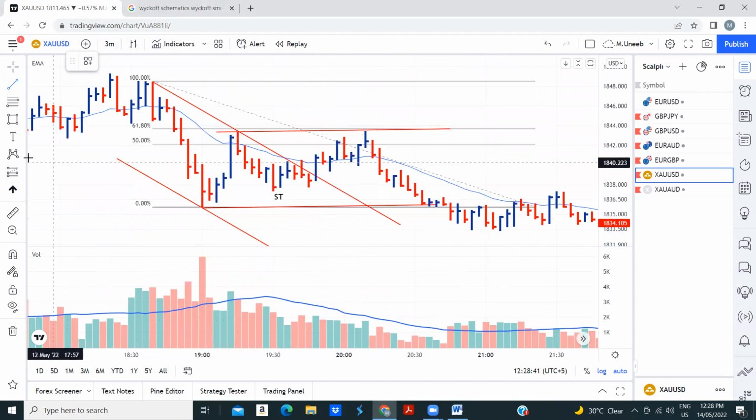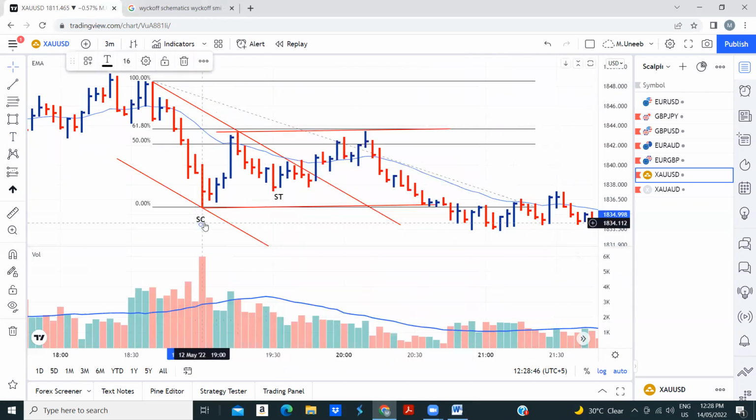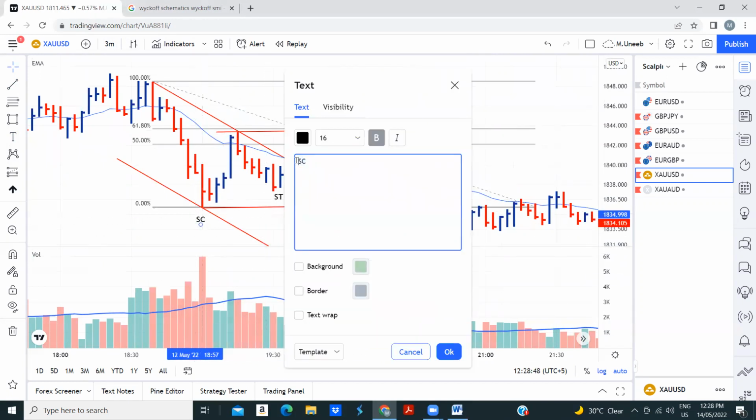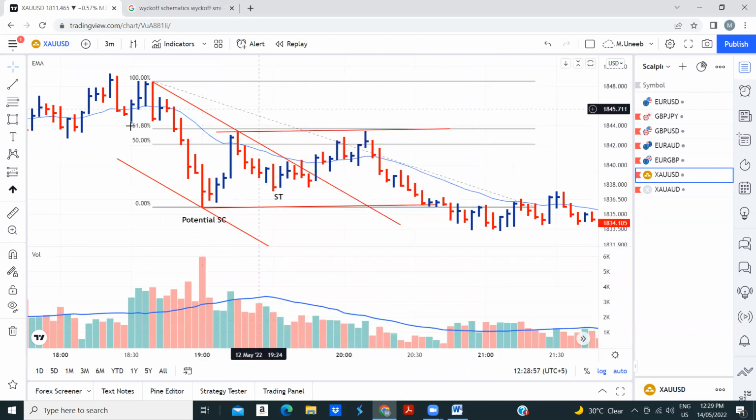So this is a selling climax. Yes, this is a selling climax. That's true. But this selling climax is not actually a selling climax. We call it PSC, which is potential selling climax. We are not sure. Potential selling climax, and then this is potential AR, PAR. Got it?